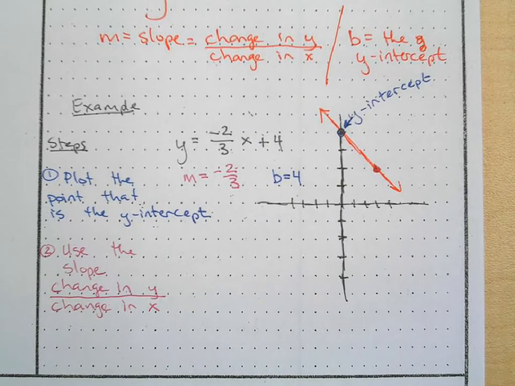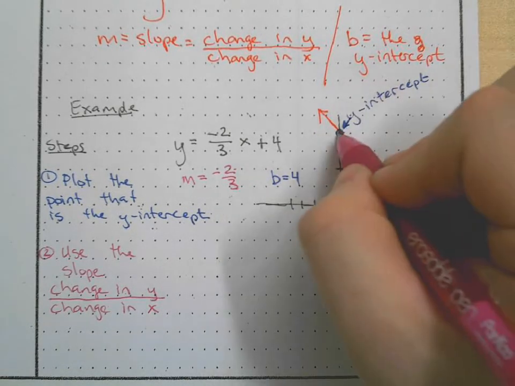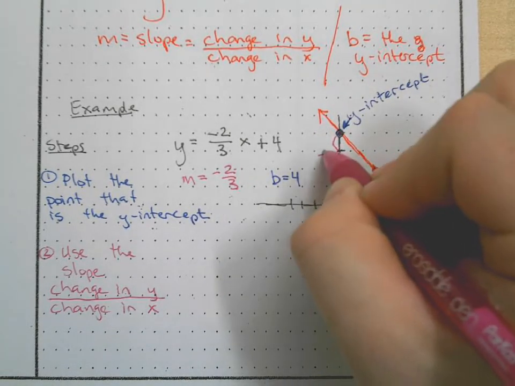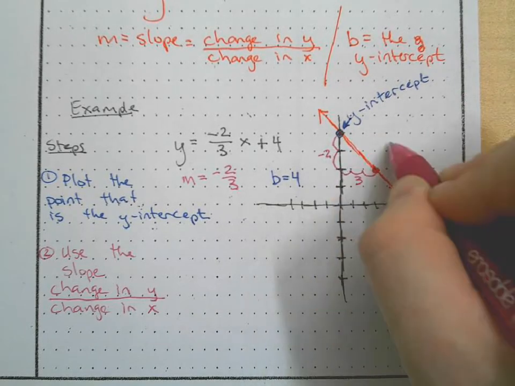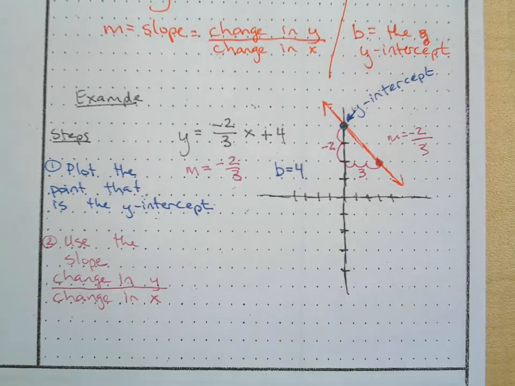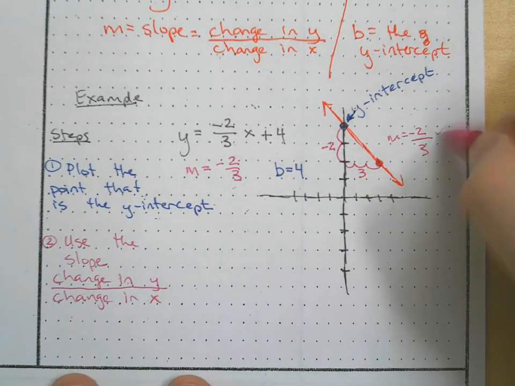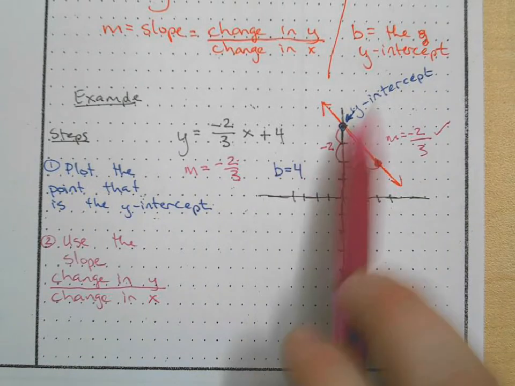Like that. So let's make sure our slope's correct. Negative 2 over 3. So if I was to draw it, I go negative 2. And then I go 1, 2, 3. And my change in y is negative 2 over my change in x, is 3. So that looks good. So we plot the y-intercept first. That's where I started.